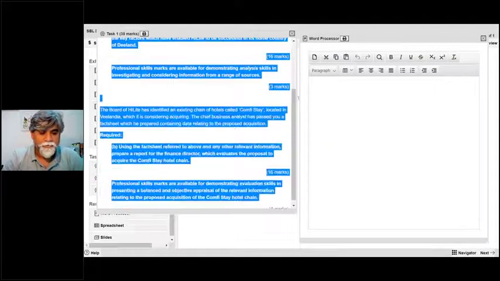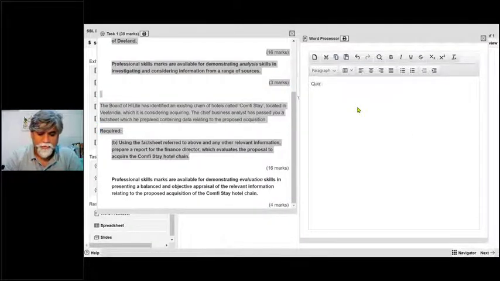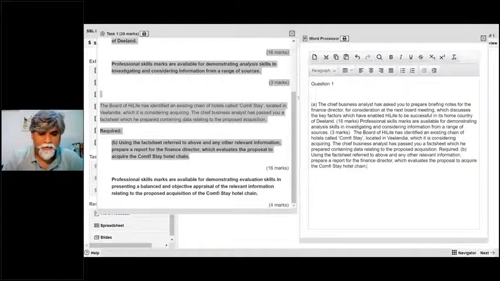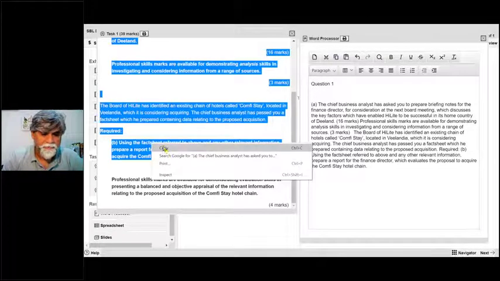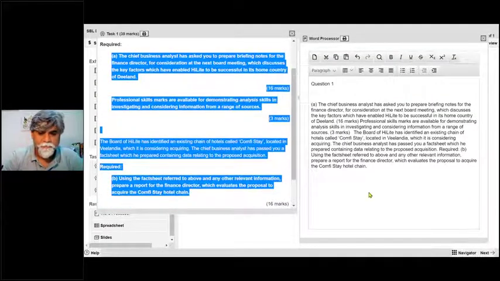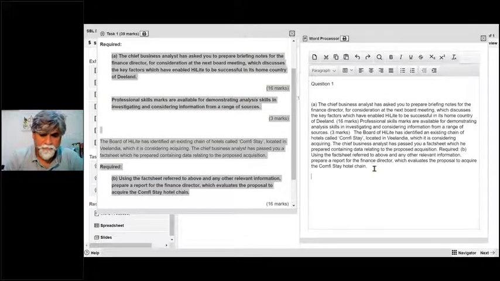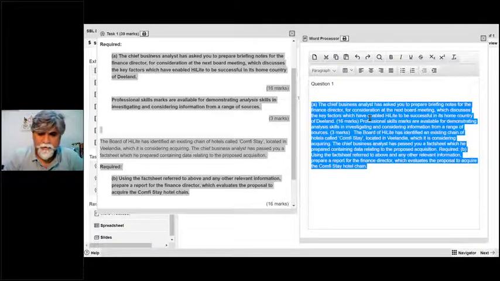I just copy all this. Forget about the professional marks. I just copy. I will say question 1 and I paste it. Control A. Oh God, look at the formatting. This is crazy. I hate this. Let me try something else. Right click, copy. Nice. Okay, doesn't matter.